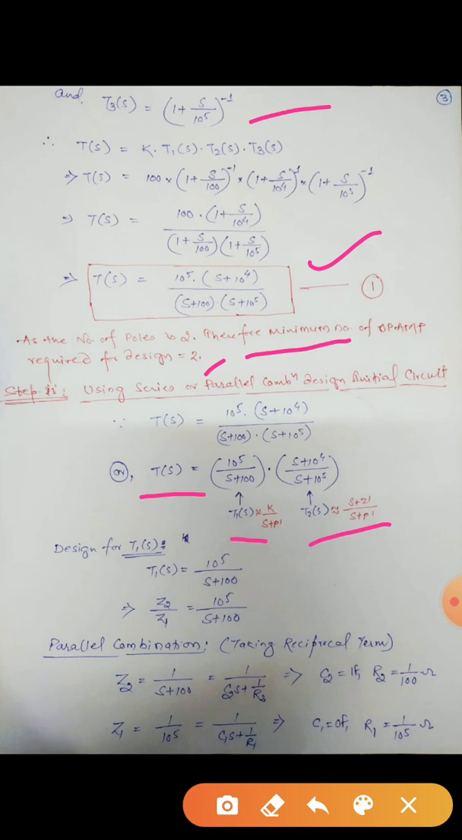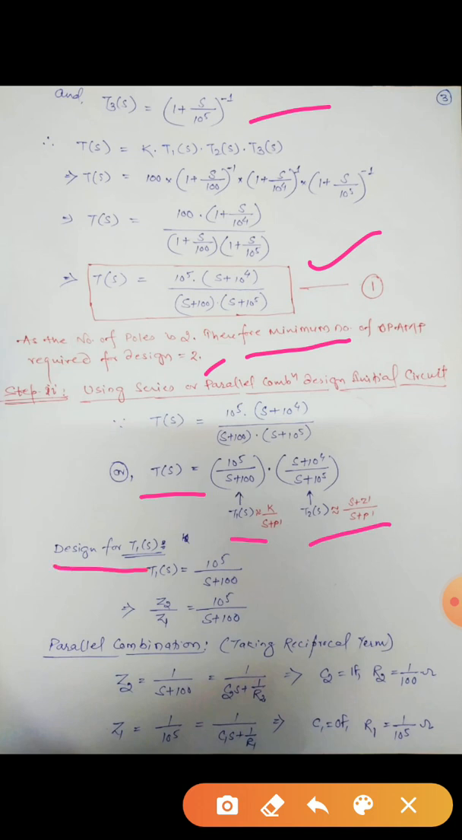In the same way, I am dividing this complete transfer function into two parts. The first part is T1 of S equal to 10 to the power 5 divided by S plus 100, and the second part is T2 of S equal to S plus 10 to the power 4 divided by S plus 10 to the power 5, where T1 of S is in the form of K divided by S plus P dash. Why? Because in the numerator the value of zeros is equal to 0, and T2 of S is in the form of S plus Z dash divided by S plus P dash.